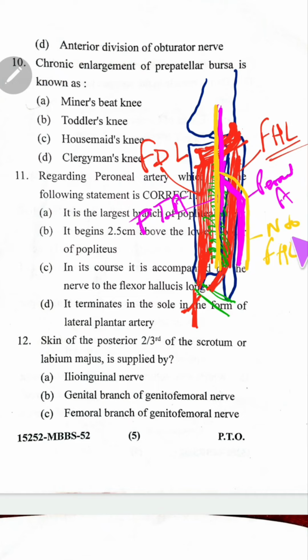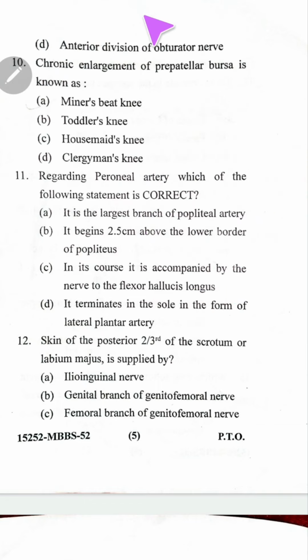So here you're seeing that the peroneal artery runs along with the nerve to flexor hallucis longus. I hope you understood this. Okay, now let's move to the question. The choices here are: regarding peroneal artery, which of the following statements is correct? It is the largest branch of popliteal artery. I just told you this.